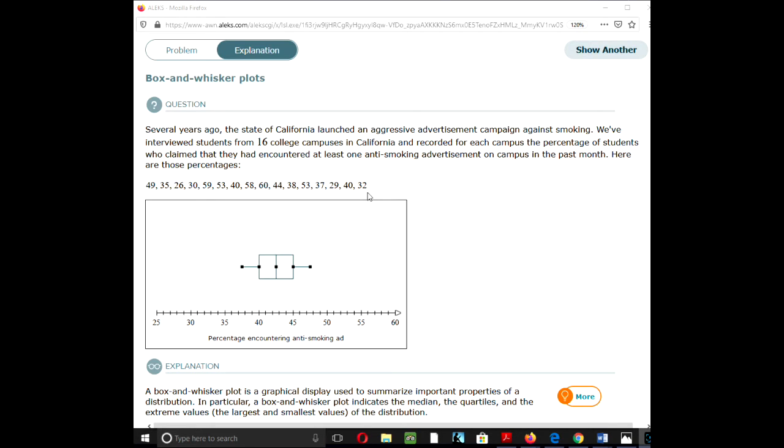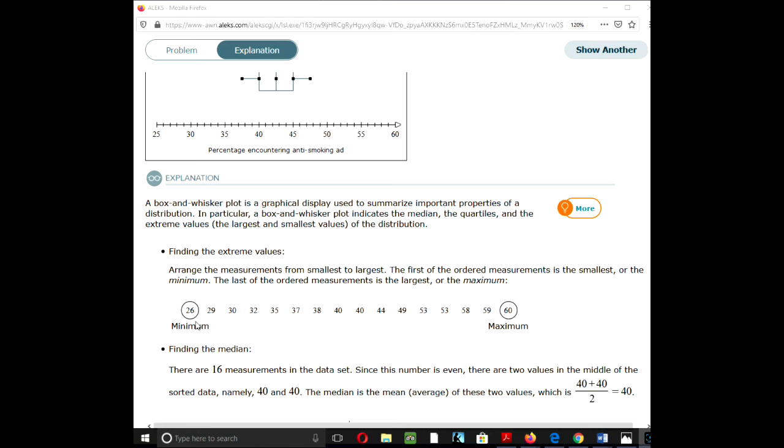So the question is, several years ago, the state of California launched an aggressive advertisement campaign against smoking. We interviewed students from 16 college campuses in California and recorded for each campus the percentage of students who claimed that they had encountered at least one anti-smoking advertisement on campus in the past month. Here are those percentages. The first thing you would do is put them in order from least to greatest. They've done that here. The minimum is 26 and the maximum is 60.